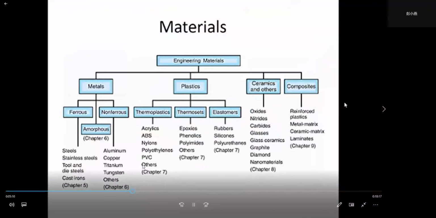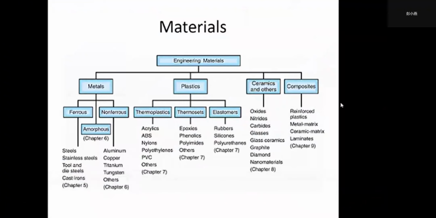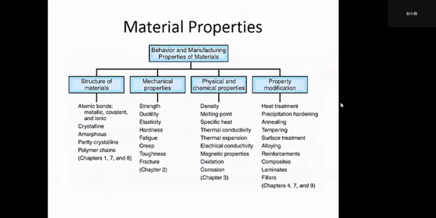You can see in our daily lives, different kinds of products are made of different kinds of materials. They are all engineering materials. So different kinds of engineering materials have different properties. In manufacturing, we usually study the mechanical, physical and chemical properties of the material. The material property is usually related to its internal structure.